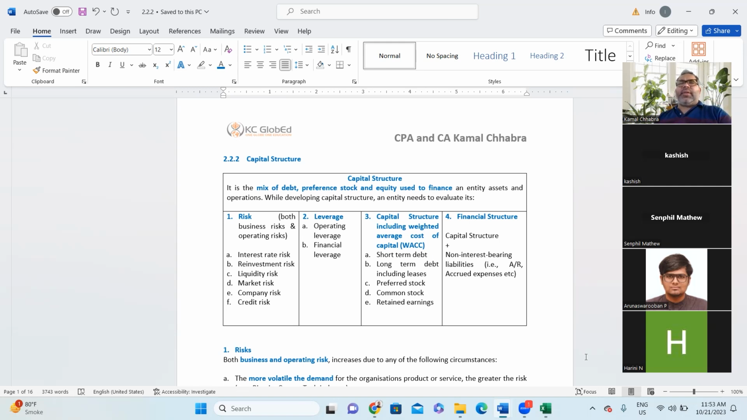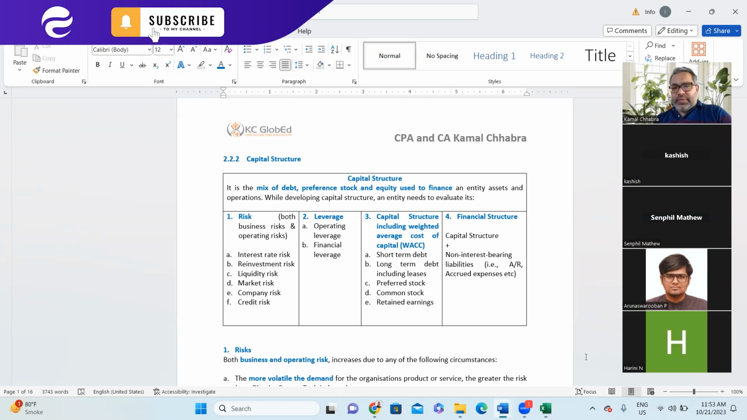If you see the capital structure, why does an organization need to manage and maintain an appropriate capital structure? There are many reasons. One is the financial risk, second is the credit score, third is operational efficiency, and fourth is managing the cost of capital. That is also very, very important.